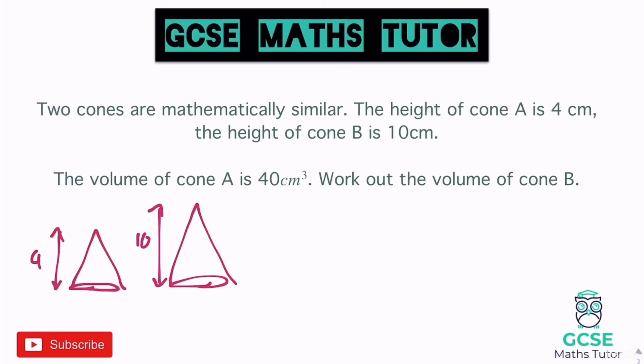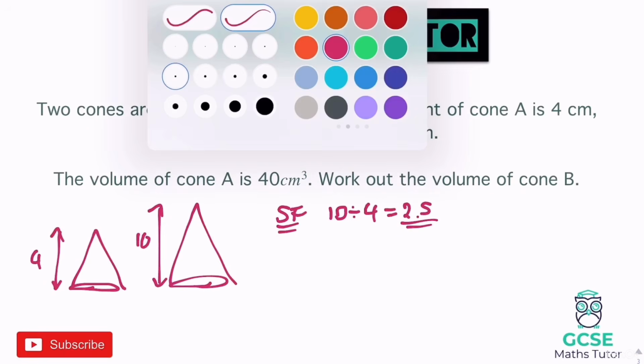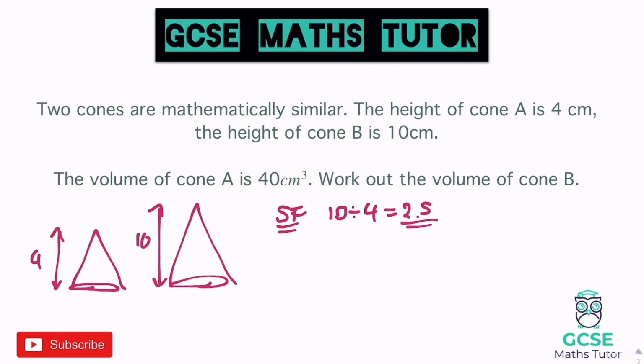Now straight away you can work out a scale factor between these two. If they are mathematically similar, it just means one's an enlargement of the other. So I can do the bigger length, 10 divided by 4, and it gives us a scale factor of 2.5. Now when it comes to scale factors, that is our length scale factor, and always label it length scale factor.